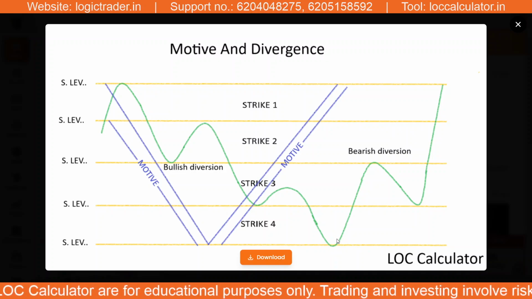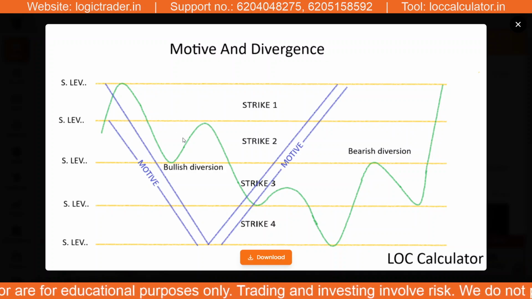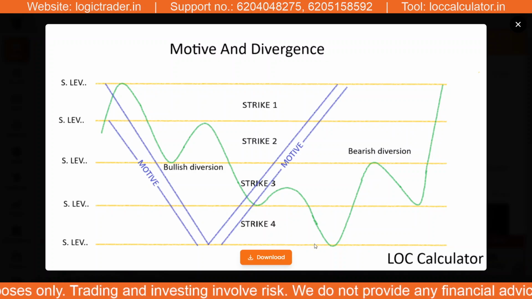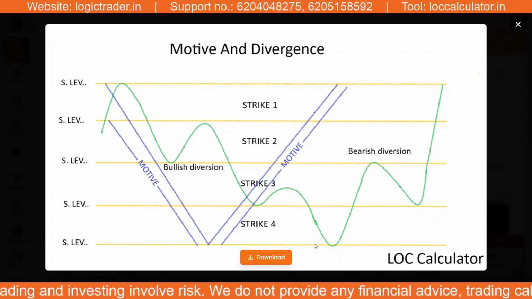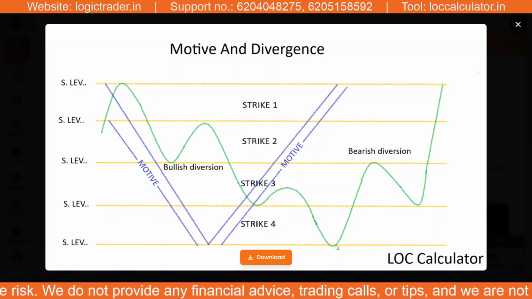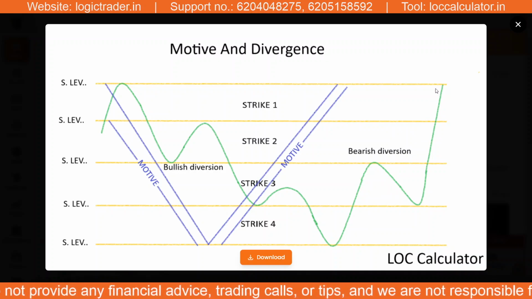So, while the market may have a clear destination, it rarely moves directly towards it. Instead, it keeps diverting multiple times along the way before completing the move.